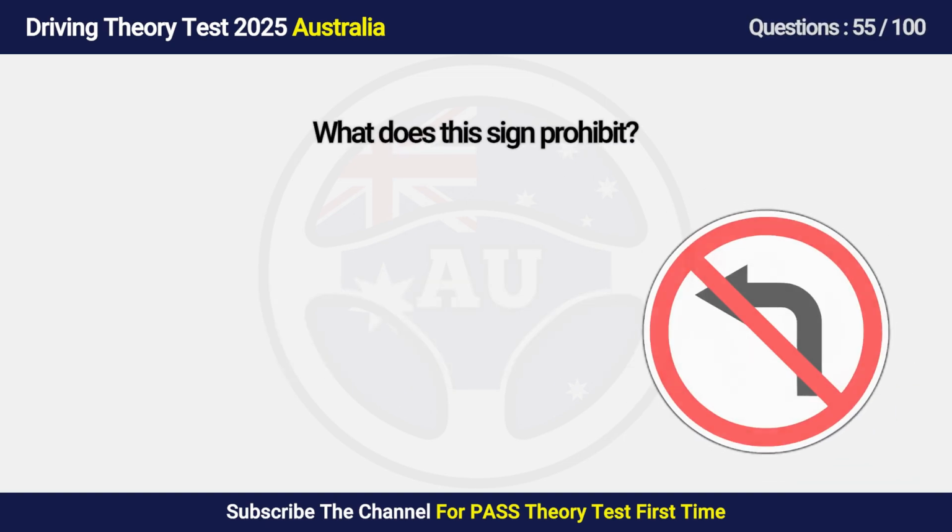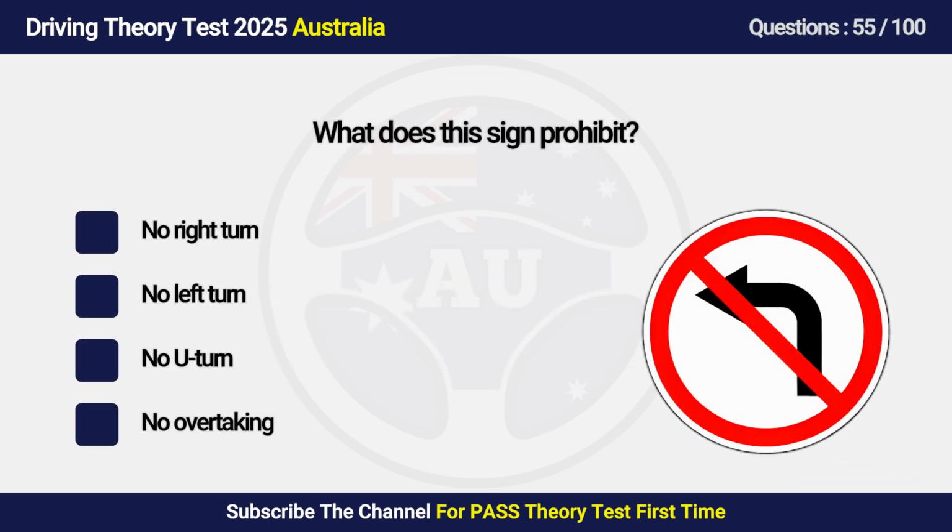Question 55. What does this sign prohibit? A. No right turn. B. No left turn. C. No U-turn. D. No overtaking.